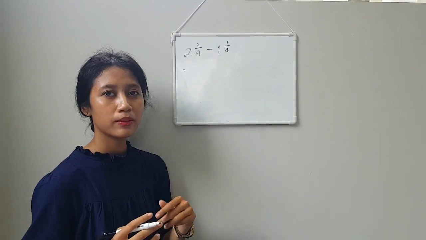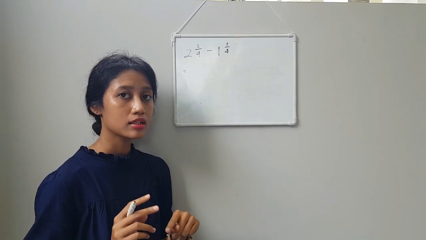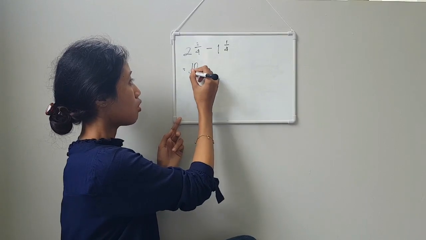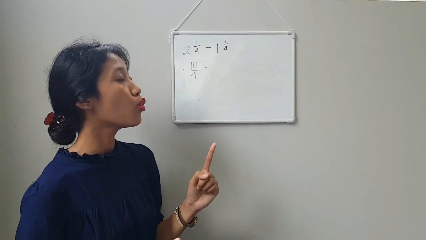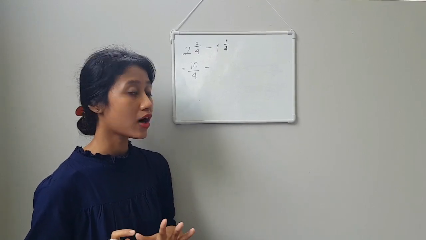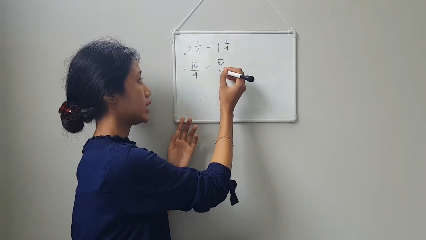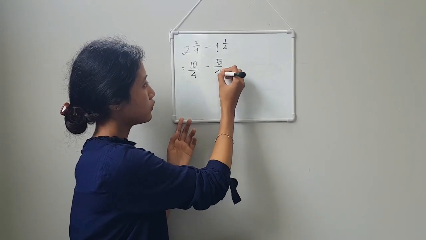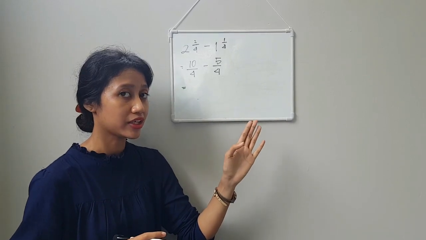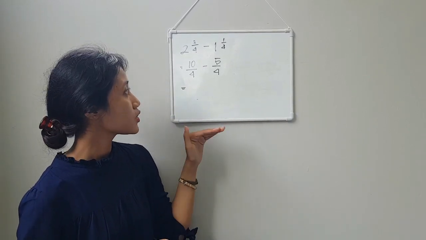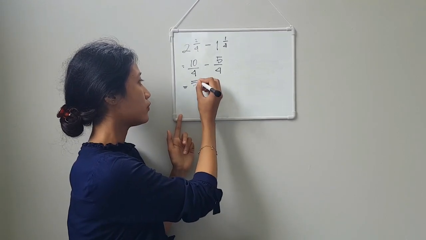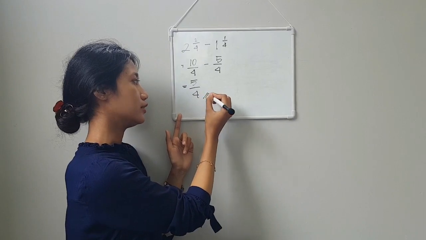So 2 multiplied by 4 plus 2 is 10 over 4, and 1 multiplied by 4 plus 1 is 5 over 4. Because the denominator is a common denominator, we can subtract these fractions. So we will get 5 over 4.